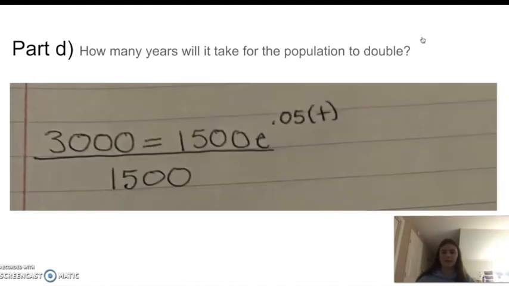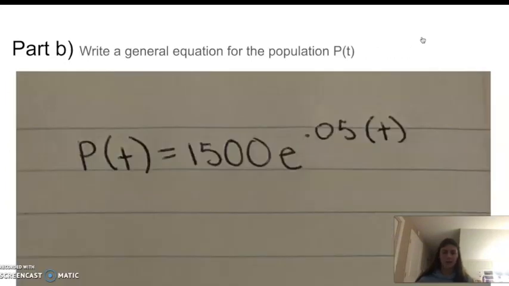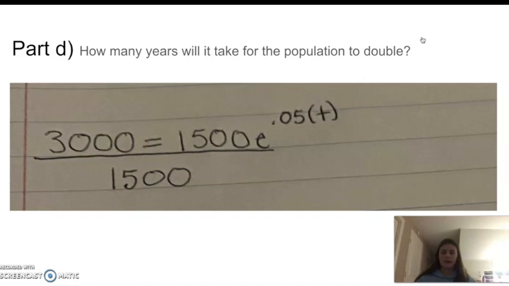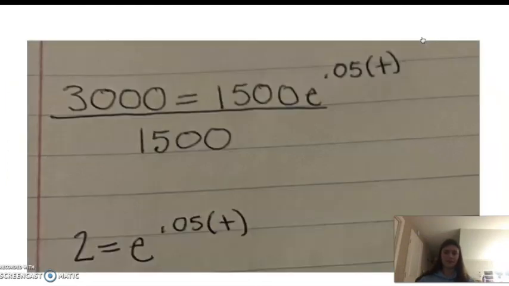So for part D, we want to find how many years it will take for the population to double. So using our equation from 2 slides back, this one, we can plug in the double population, which is 3,000. So 3,000 equals 1,500 times e to the 0.05 times t, and we're trying to find t. So we'll divide both sides by 1,500, and that leaves us with 2 equals e to the 0.05 times t.